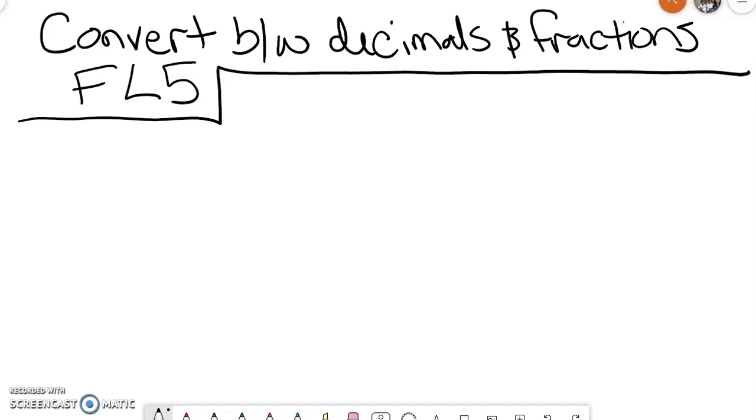This is Miss Sparrow. Our next lesson is converting between decimals and fractions.